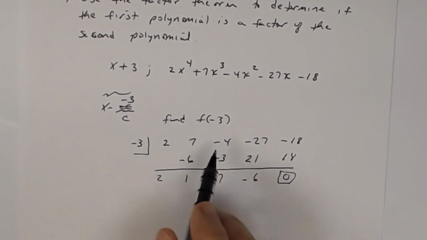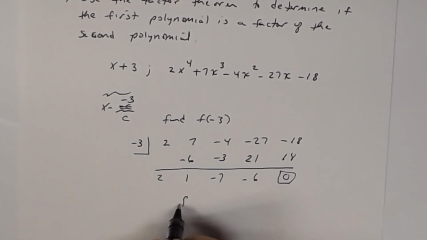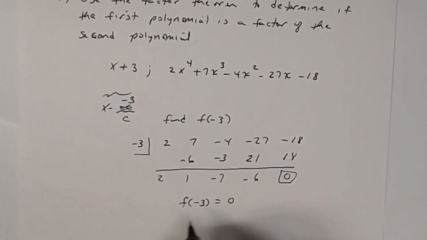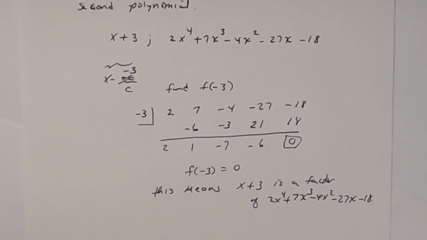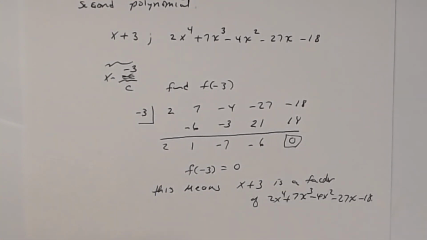So what we found is this: f of negative 3 is equal to 0, right? So the remainder is 0. So this means that x plus 3 is a factor of 2x to the 4th plus 7x cubed minus 4x squared minus 27x minus 18. Okay? And that's all you do. You just use synthetic division and see if you get a remainder of 0. All right, so that's number 1.